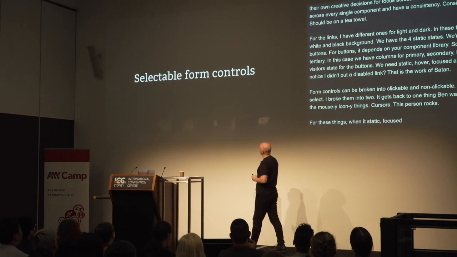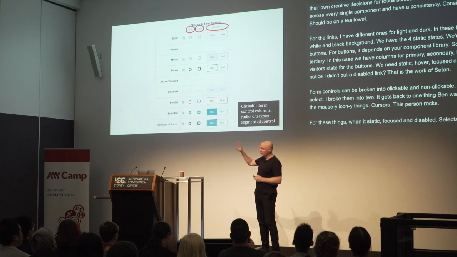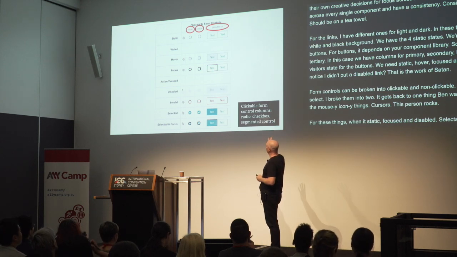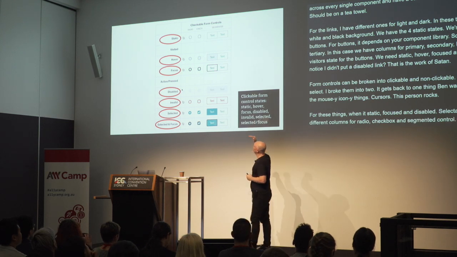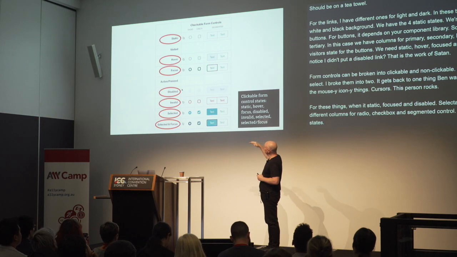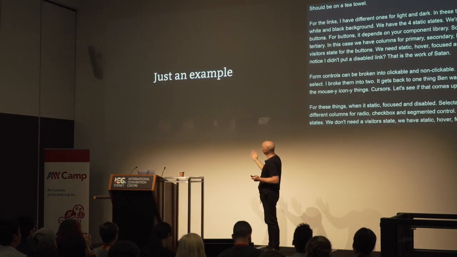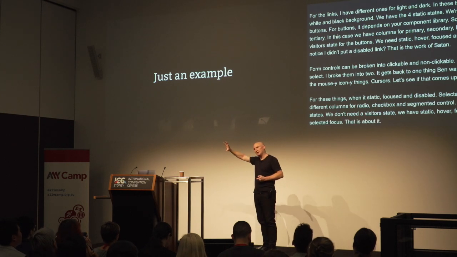Okay, selectable form controls. For these ones, we have different columns for radio, checkbox, and segmented control. And as you can see, they've got a lot of different states in them. We don't need a visited state. We've got static, hover, focus, disabled, invalid, selected, and selected focused. Now, that's about it. But basically, you can just keep adding to them. So in my things, we just add and add and add.